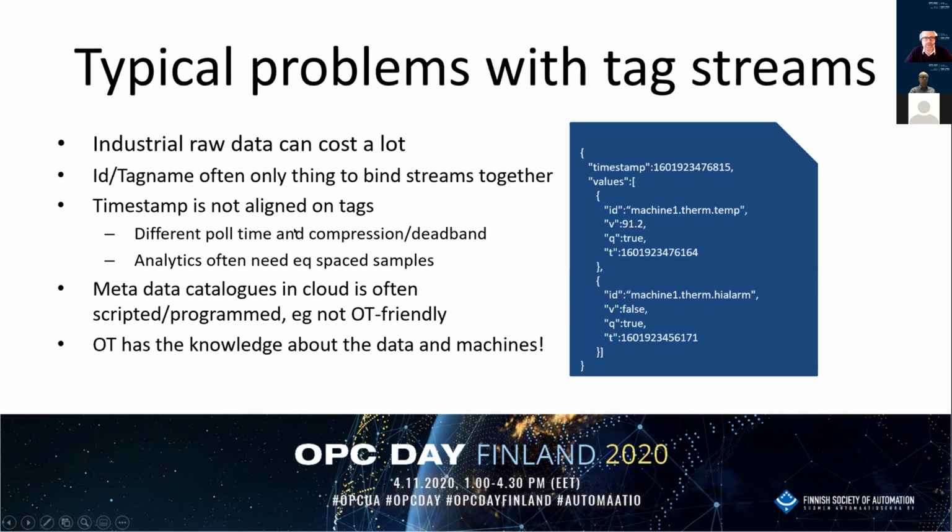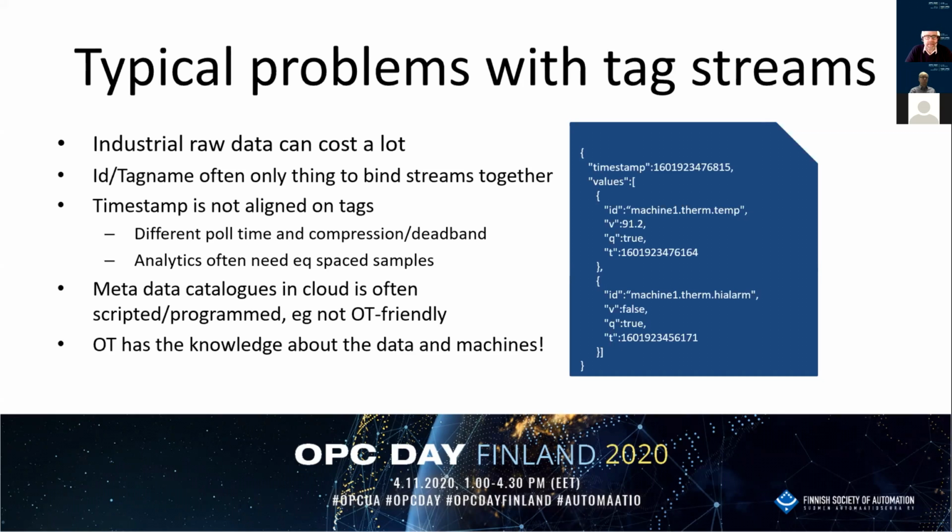When you do those individual tag-based handling and don't have a model, the ID tag name is often the only thing to bind them together, to find the objects again. And then you have timestamps that are not aligned across tags, different poll times, different compression, dead bands. You still do subscription-based or poll-based handling of getting the data in.